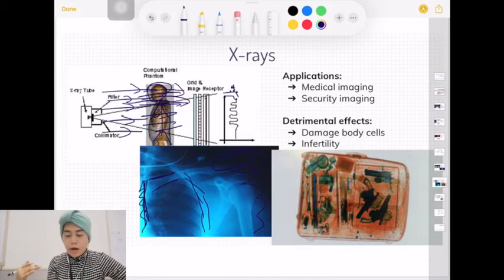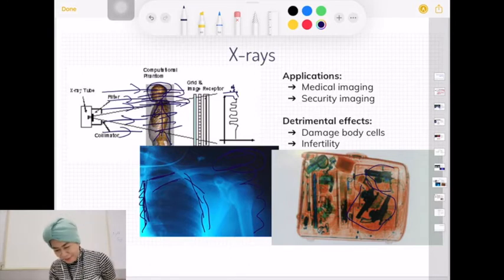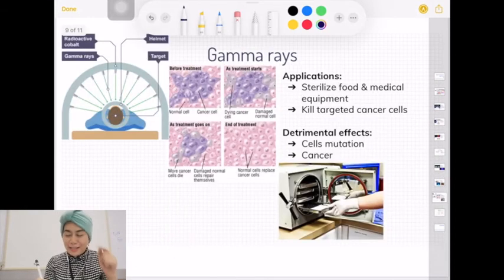Same goes for baggage checking as well. So if the materials inside the bags are made up of hard metal or heavy metal, not heavy metal band, heavy metal, okay, then the X-ray won't be able to pass through it. And then you can see in the picture here, they got guns in their bags, right? Or any other harmful material that is not allowed on flights.